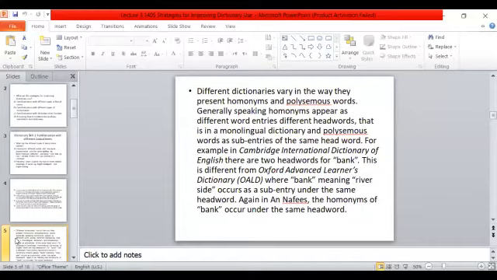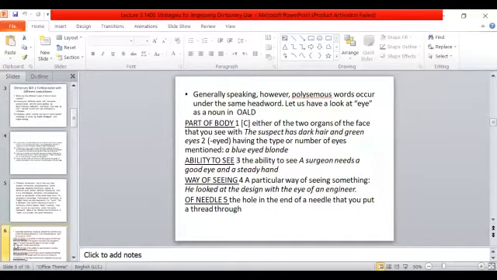This is different from Oxford Advanced Learner's Dictionary, where bank meaning riverside occurs as a sub-entry under the same head word. Again, in El Nafis, which is a bilingual English-Arabic dictionary, the homonyms of bank occur under the same head word. Generally speaking, however, polysemous words occur under the same head word.